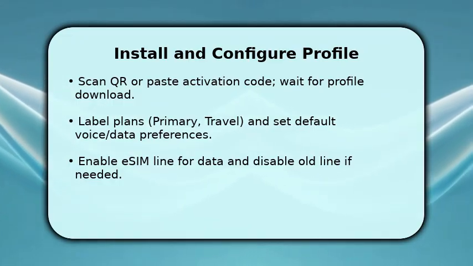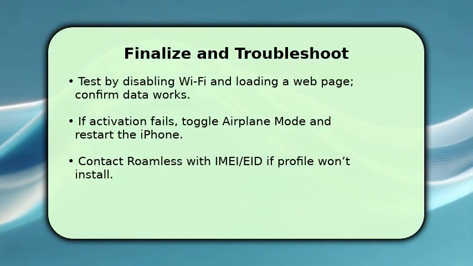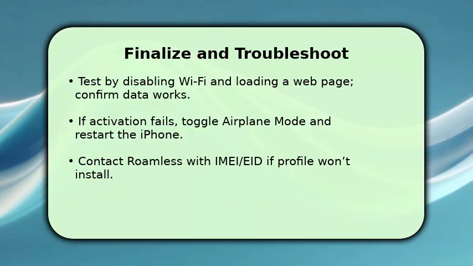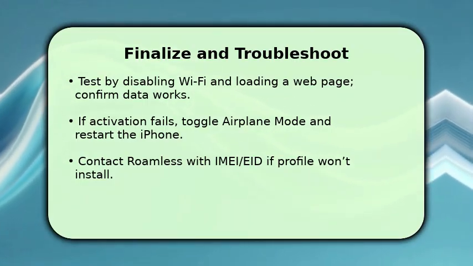Finish by testing the connection. Disable Wi-Fi and load a web page so you verify cellular data on the Roamless eSIM. Make a quick call or send an iMessage to confirm voice and messaging.